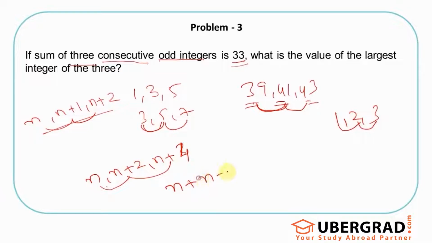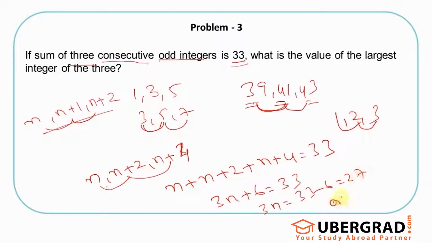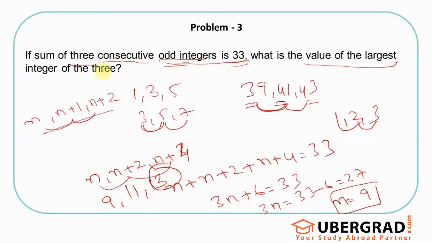That question is saying the sum of those 3 integers is basically equal to 33, right? So n plus n plus n is 3n plus 6 is 33. 3n is 33 minus 6 is 27. So n is basically 9. So what are the integers? 9, 9 plus 2 is 11, 9 plus 4 is 13. So 9, 11 and 13 are those 3 consecutive odd integers that are being mentioned in the question. So what is the value of the largest integer of these 3, right? That's the question basically. 13 is the largest integer of these 3. So that's how you solve the problem.